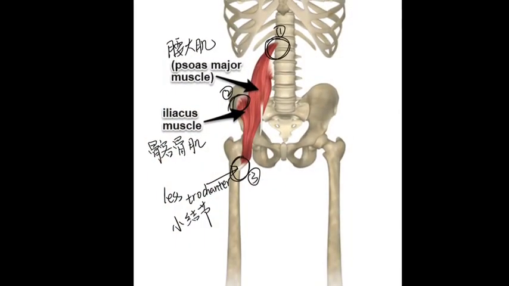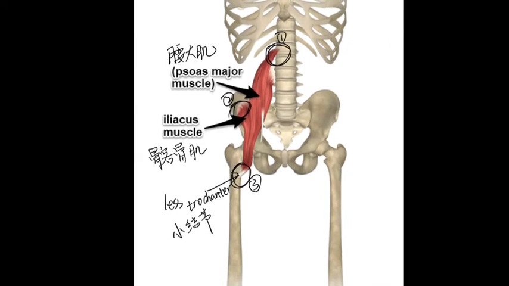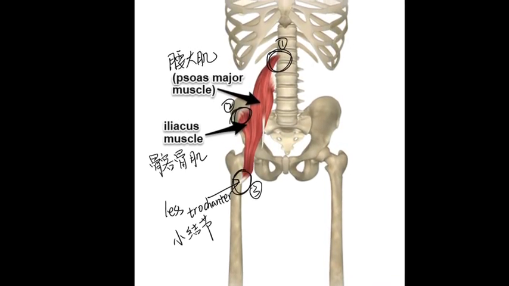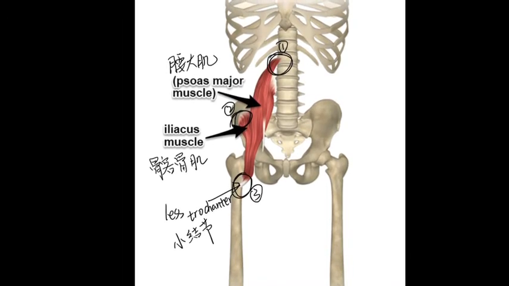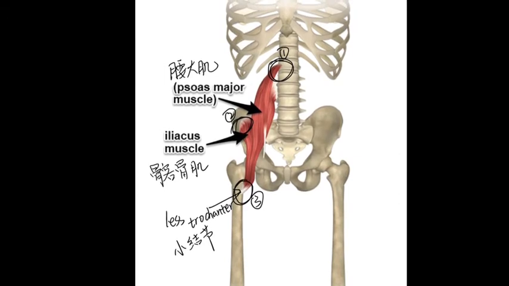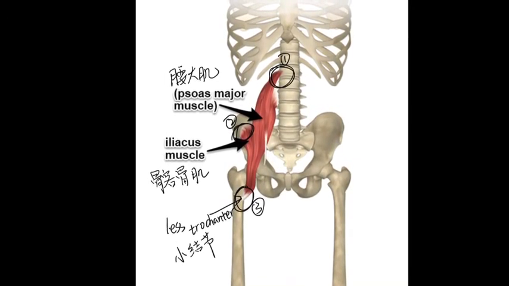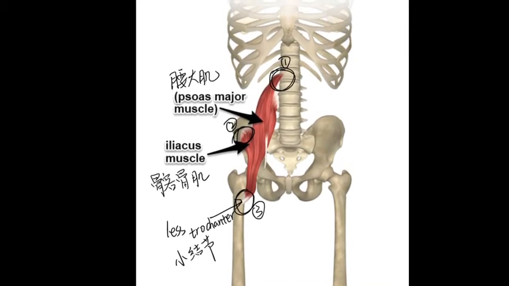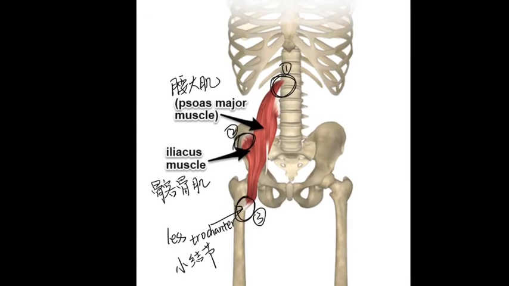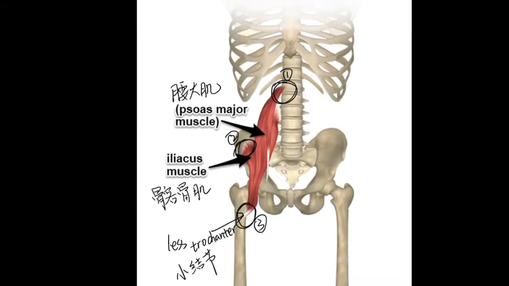When it comes to the iliopsoas muscle, as the combination of iliacus and the psoas major, the origins of the psoas major are the lumbar and the thoracic vertebrae and their associated vertebral discs. And for the iliacus muscle, it originates from the iliac fossa of the pelvis. And this group of muscles ends at the lesser trochanter of the femur.